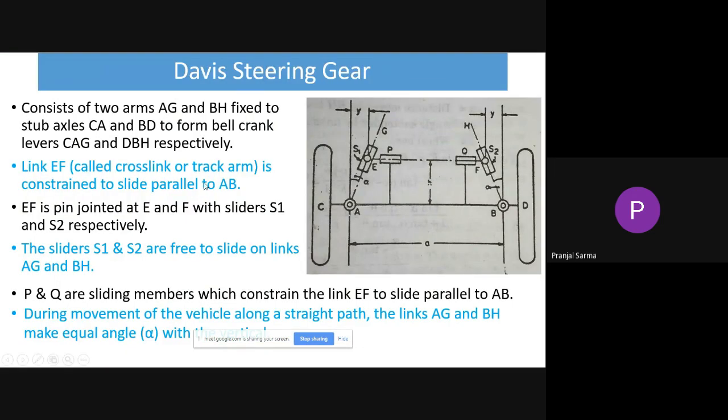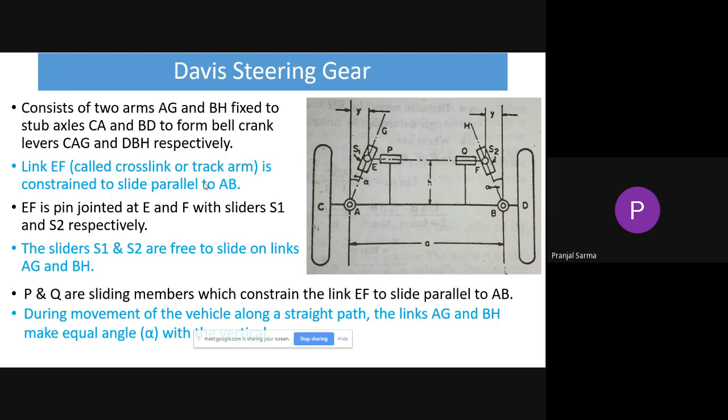Okay. So now, as I was saying, that is the fundamental equation for correct steering, and we have different mechanisms which follow this. We have two basic types of steering gear mechanism: the Davis steering gear mechanism, and the Ackermann steering gear mechanism. Both of them follow this fundamental equation of steering.